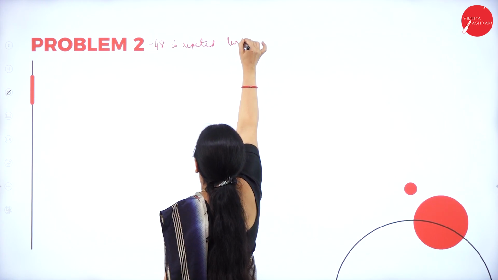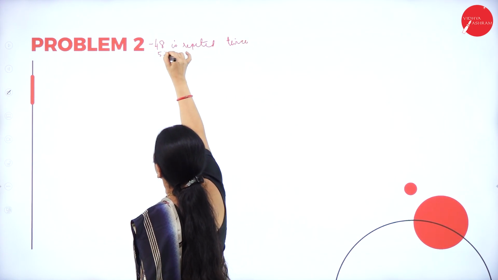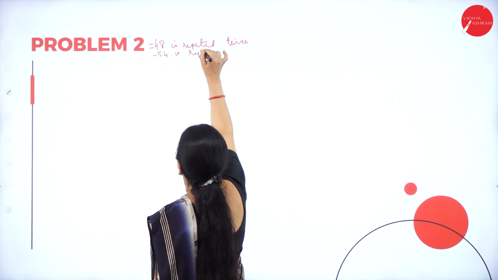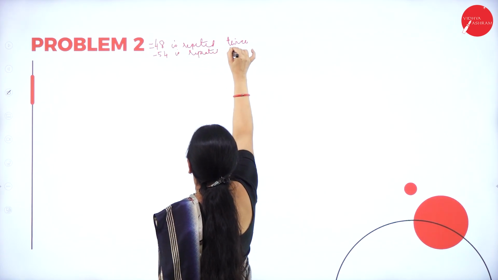So 48 is repeated twice and 54 is also repeated twice.